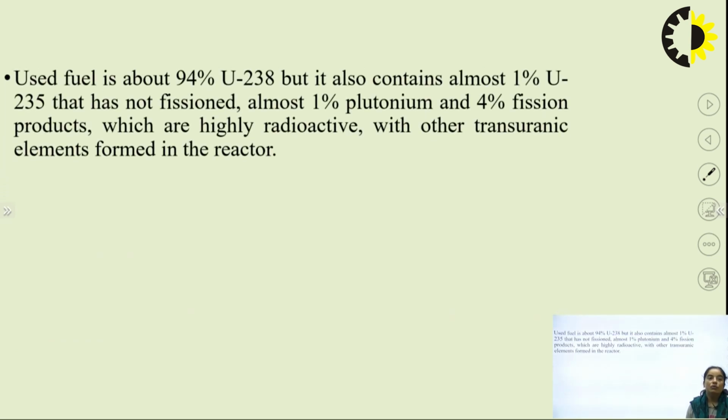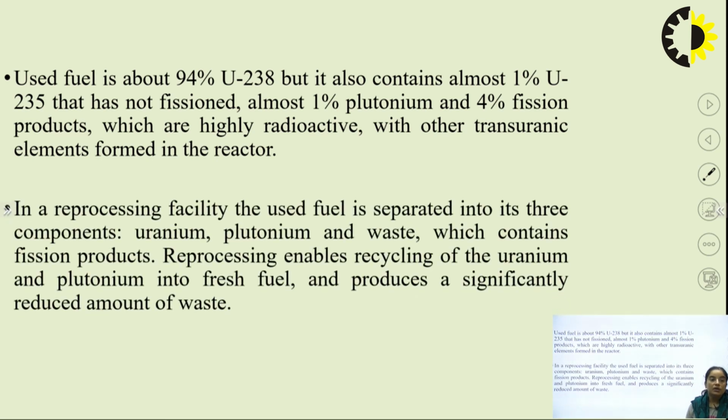Used fuel is about 94% U-238, but it also contains 1% of U-235 that has not fissioned, and almost 1% plutonium, and 4% fission products, which are highly radioactive, with other transuranic elements formed in the reactor. In a reprocessing facility, the used fuel is separated into three components: uranium, plutonium and waste, which contains fission products. Reprocessing enables recycling of uranium and plutonium into fresh fuel and produces a significantly reduced amount of waste.